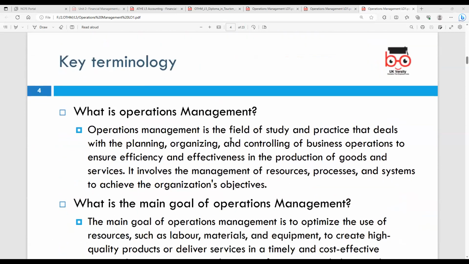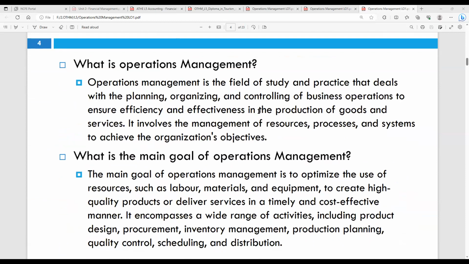The key terminology. Have you heard of operations management before? I am sure you have not. So what is operations management? It's the study and practice of planning, organizing and controlling business resources or business operations, the daily business, and making sure these operations are running efficiently and effectively to produce goods and services in an organization. The resources means the people, the processes, the materials, the systems like the IT equipment, all the resources at the disposal of an organization, run efficiently so that the daily business of an organization is run smoothly. So this is what operations management is about.